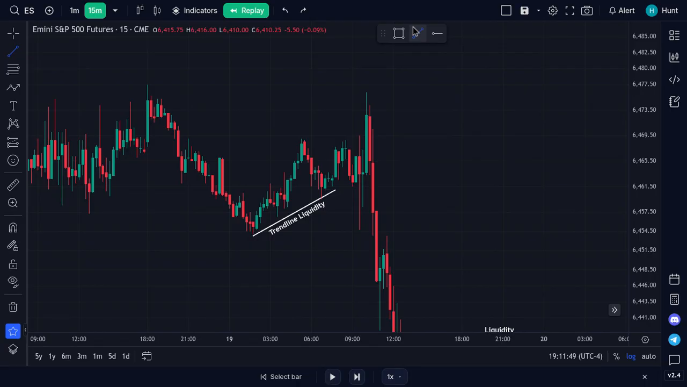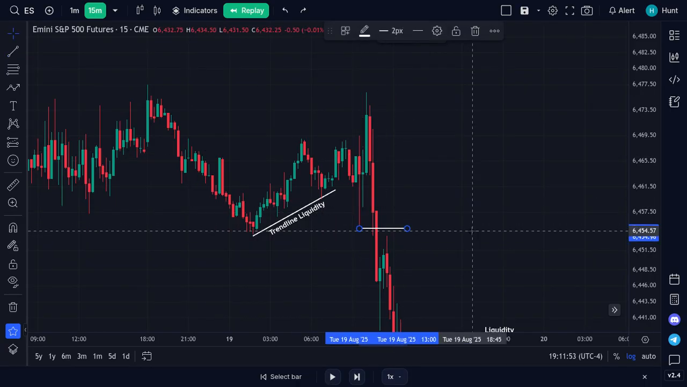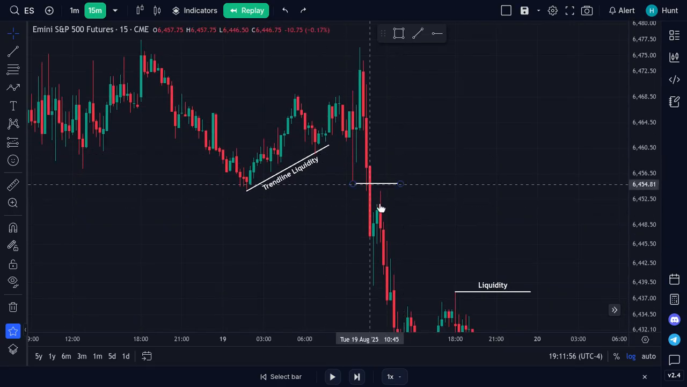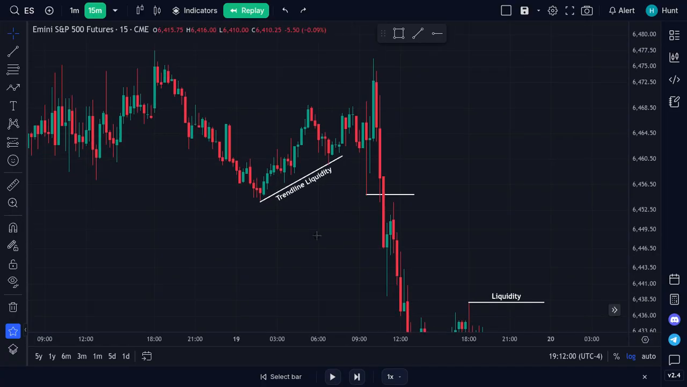And we'll do one more example. We have this low here. You see price takes this low out, and then it continues going down because then price became bearish. So this was liquidity as well, and it got taken out.